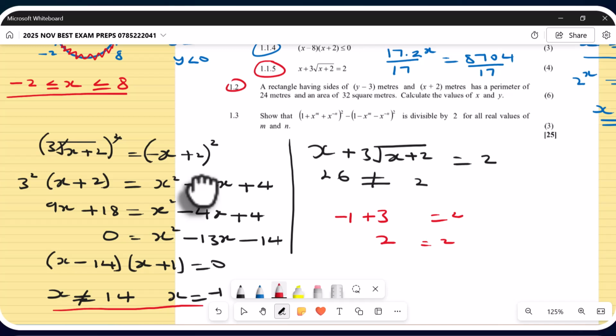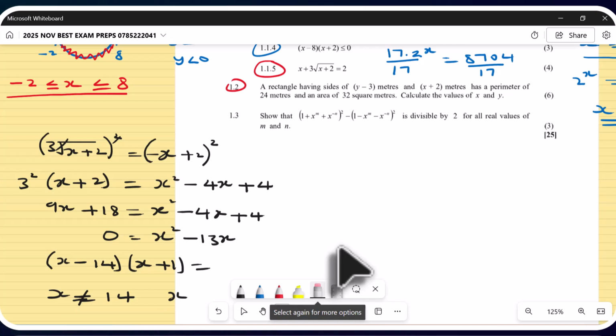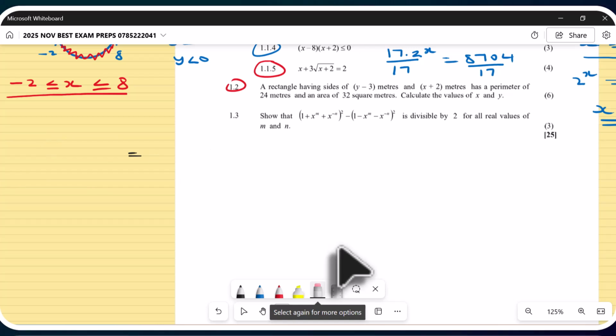And we're going to have here one side, we put y minus 3. What about the other side? We put x plus 2. So then they said here that the perimeter is 24. So how to find the perimeter of a rectangle? Perimeter equals 2 length plus 2 breadth. So here the perimeter gave us 24. So 24 equals 2 times the length, which is y minus 3. And the breadth is x plus 2, x plus 2 here.